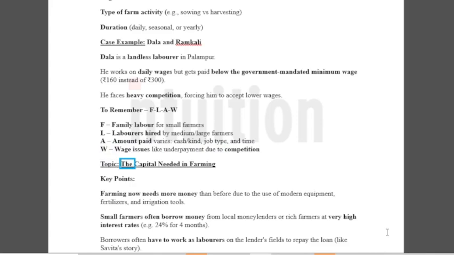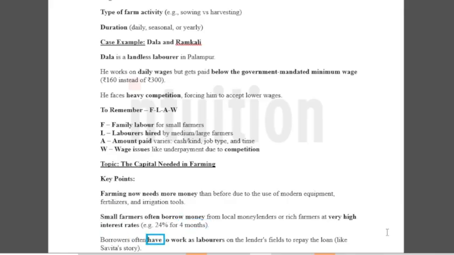Topic: The capital needed in farming. Key points: farming now needs more money than before due to the use of modern equipment, fertilizers, and irrigation tools. Small farmers often borrow money from local moneylenders or rich farmers at very high interest rates, e.g., 24% for 4 months.